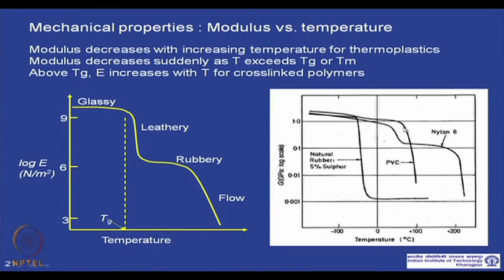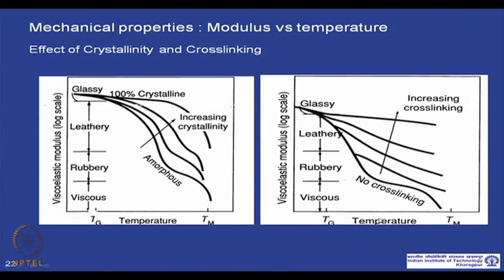This is a pure amorphous polymer. So, the elastic modulus drops after Tg, and this is a rubber with cross linking. So, it drops after Tg, but because of the presence of cross linking, the elastic modulus does not drop significantly after a value.